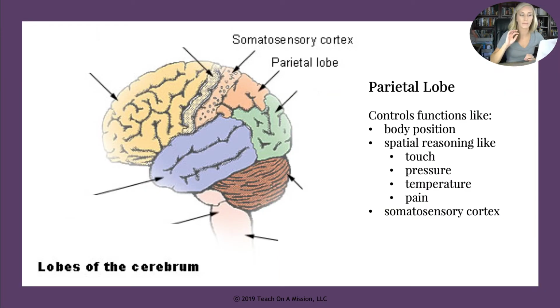All right, next let's talk about the parietal lobe. Okay, so we got frontal lobe. First headband is motor cortex. Then you have a second headband, which is your somatosensory cortex or sensory cortex, which is on the crown of your head here, the parietal lobe. It controls function like body position, understanding where you are in space, understanding where your hand is in regard to your face or your elbow in regards to the desk. Spatial reasoning like touch, pressure, temperature, pain, and of course that somatosensory cortex.